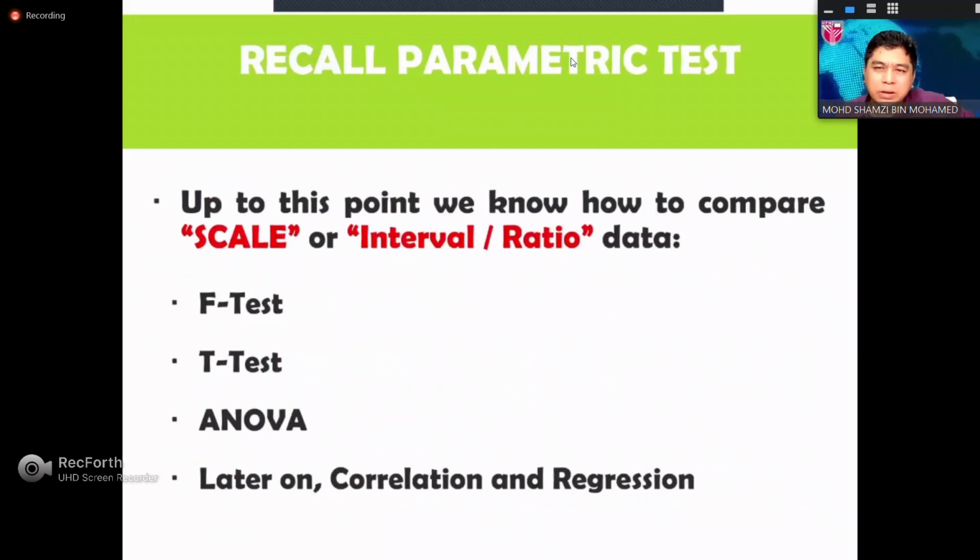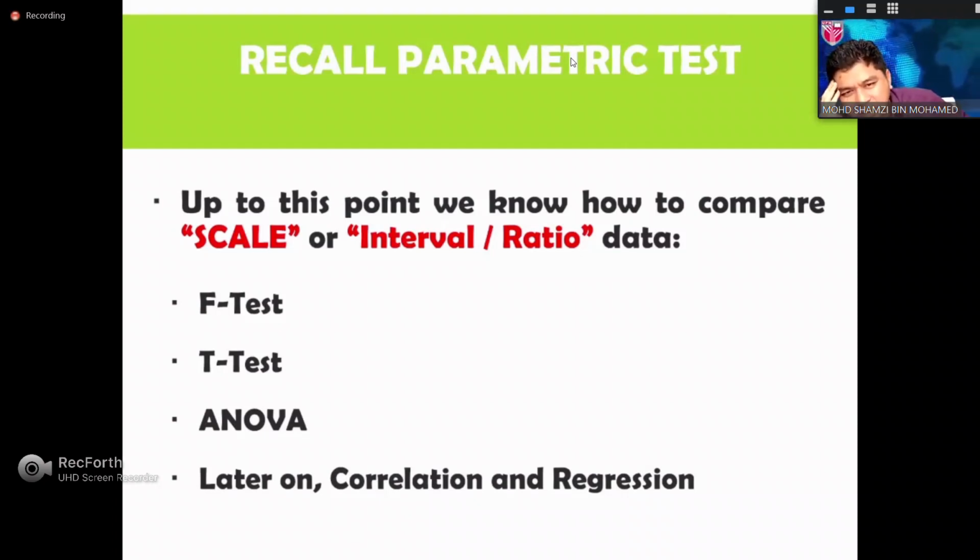Now, all this while, when you do your hypothesis testing, you are being introduced to parametric tests. So most of your data is scale type, or interval ratio. Interval ratio type data still falls under parametric tests. For example, the F-test. F-test I didn't touch, I think, if I'm not mistaken. F-test is for precision. You want to test precision between two groups. How precise is the data between two groups?